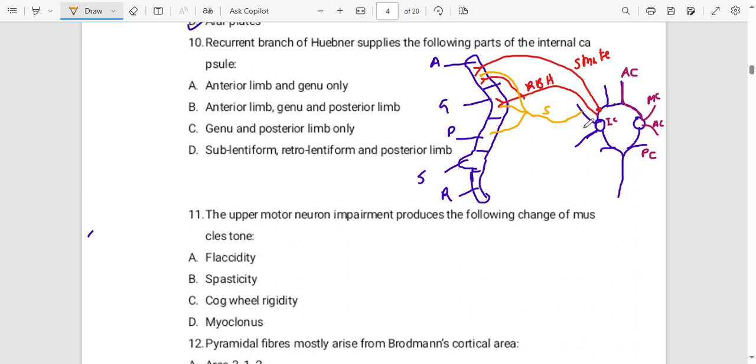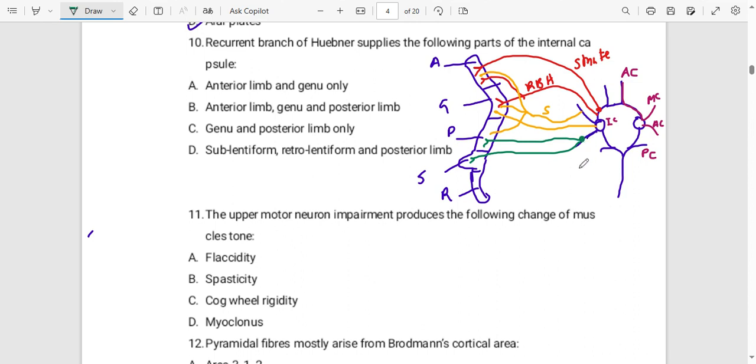And then coming direct from the internal carotid, you are going to have a branch direct from the internal carotid that is supplying the genu. This is a direct branch from the internal carotid. And then coming from the anterior choroidal, you can see here the anterior choroidal, you are going to have a branch that is going to come and supply the posterior limb and the sublentiform part, just these two parts. Okay, that is coming from the anterior choroidal.